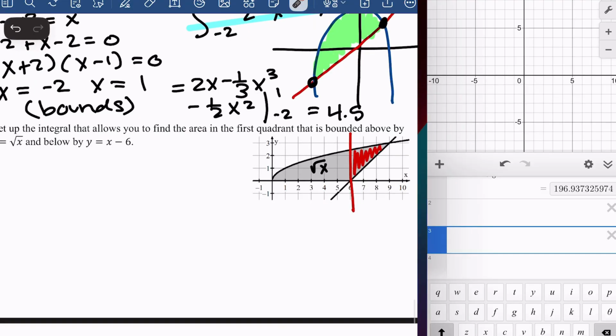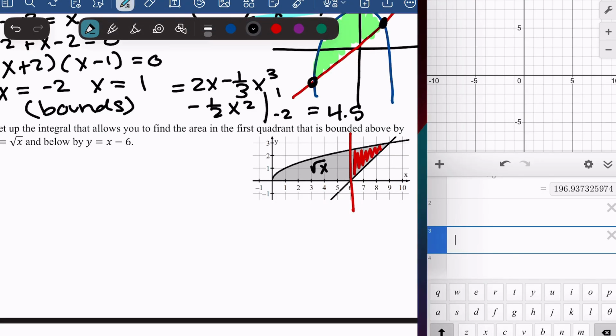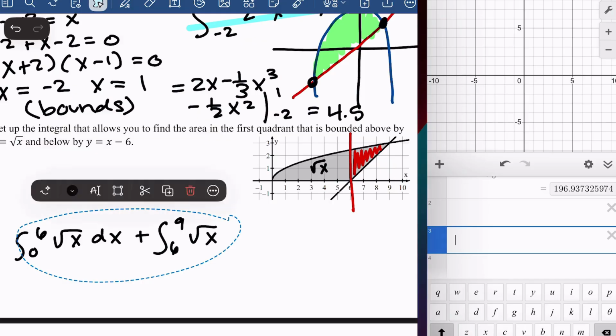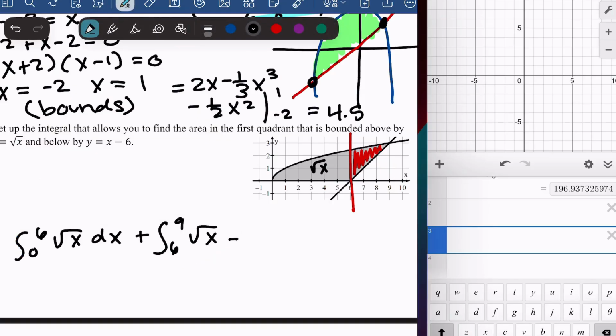Okay, which means we would, again, do the integral from 0 to 6 of the square root of x dx plus the integral from 6 to 9. And then the function on the top, if we're looking at the part I shaded in red, is going to be the square root function or the line? Square root function. So this is the square root of x minus the line. So instead of saying minus x minus 6, I'm going to make sure I put x minus 6 in parentheses because that entire function is being subtracted, and then dx.